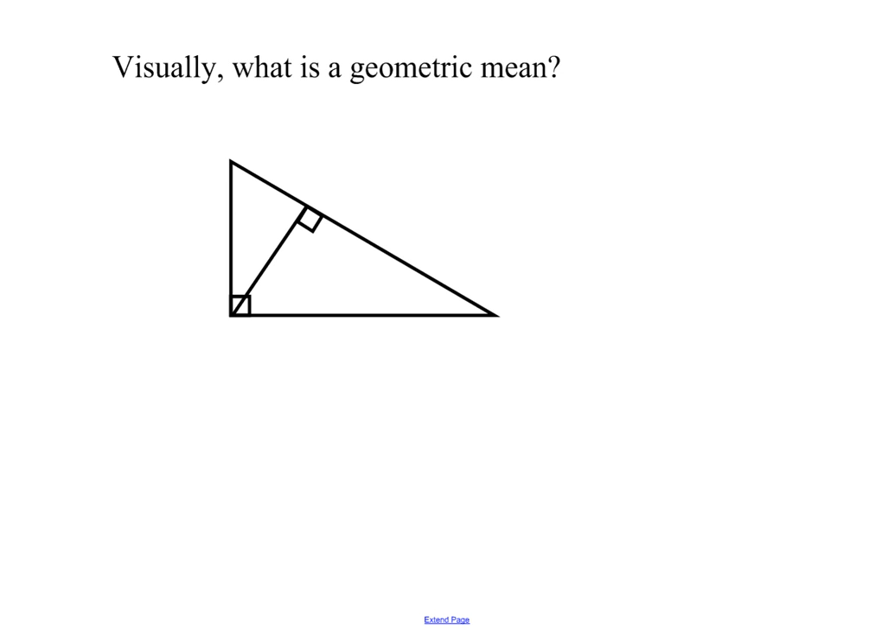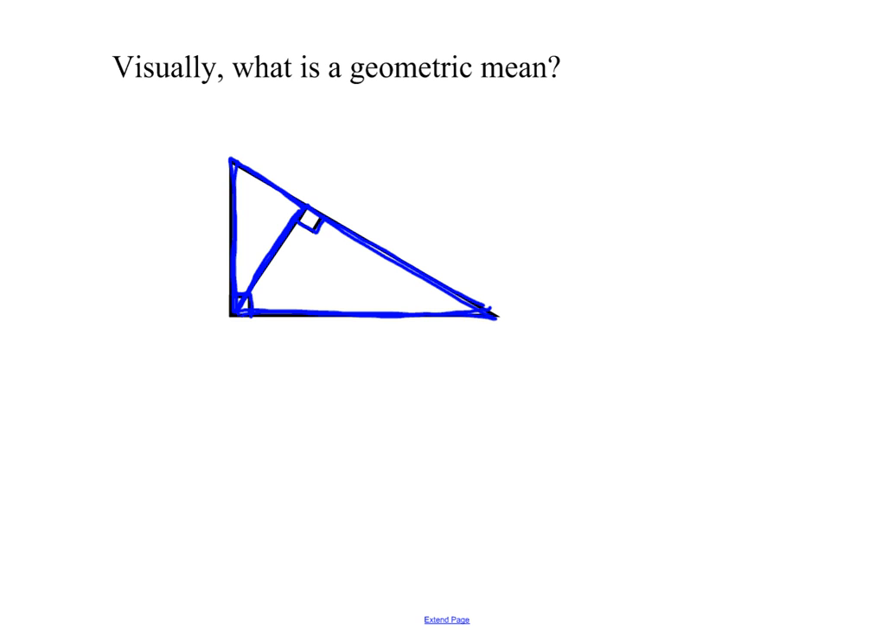Okay, for the second part of this video, I'm going to show you what the geometric mean represents in a picture. So visually, what does a geometric mean look like? If you have a right triangle and you draw the altitude to the hypotenuse, so you have two right angles here, you actually have three triangles you've come up with. We have the small triangle, medium triangle, and then the largest triangle going all the way around. All three of those triangles are similar to each other. They have the same angles and the ratios of the sides are the same.